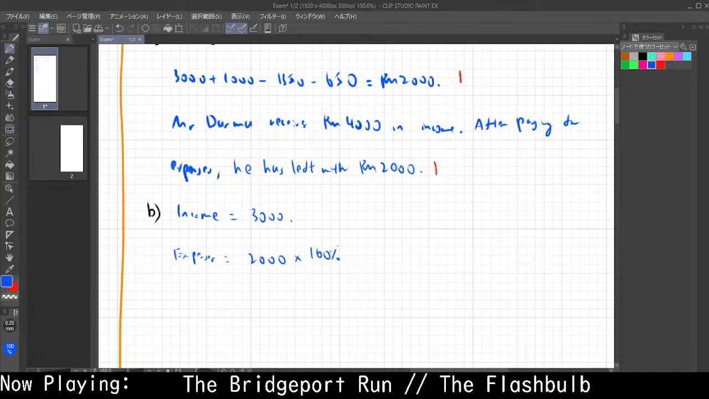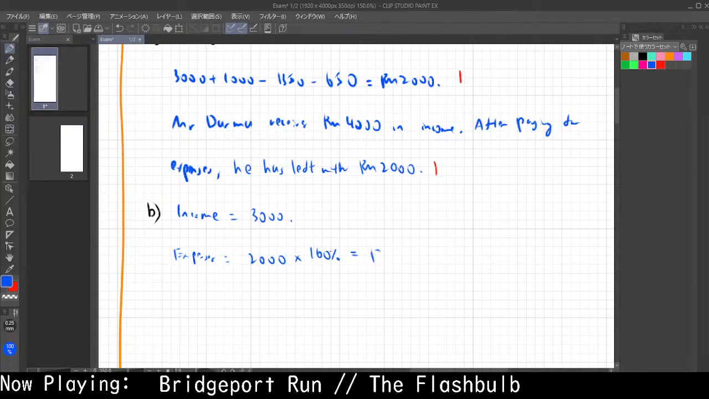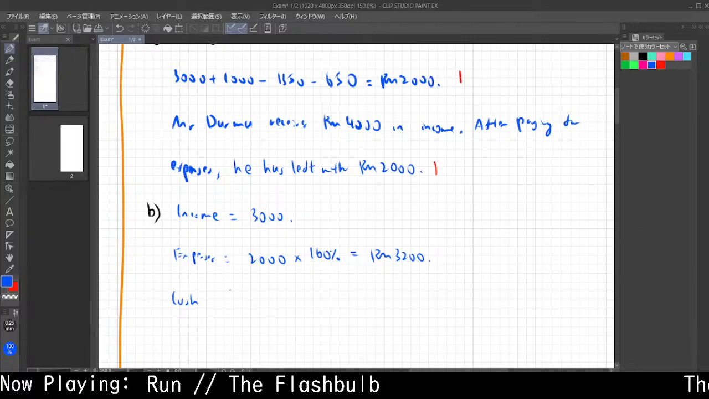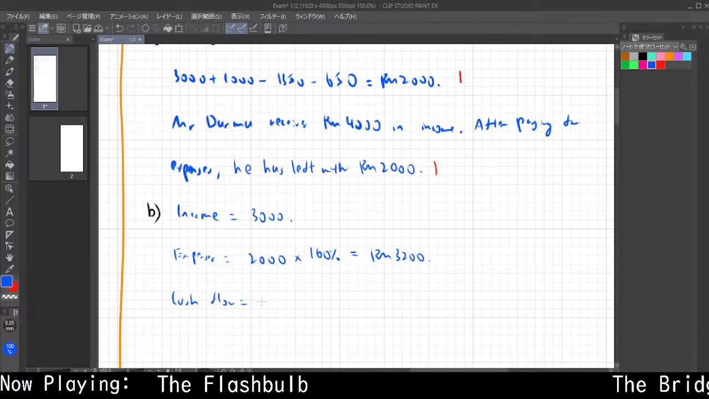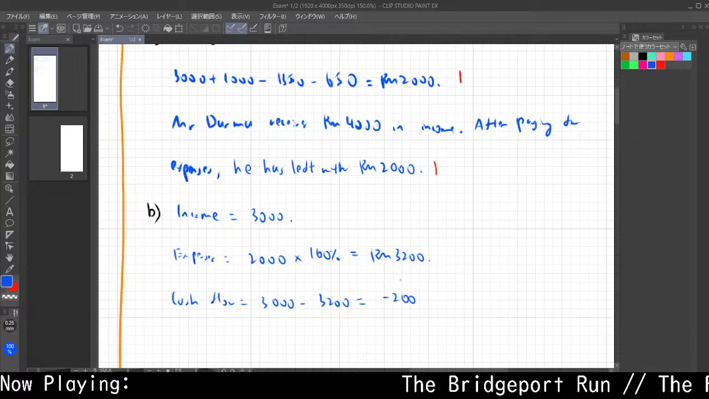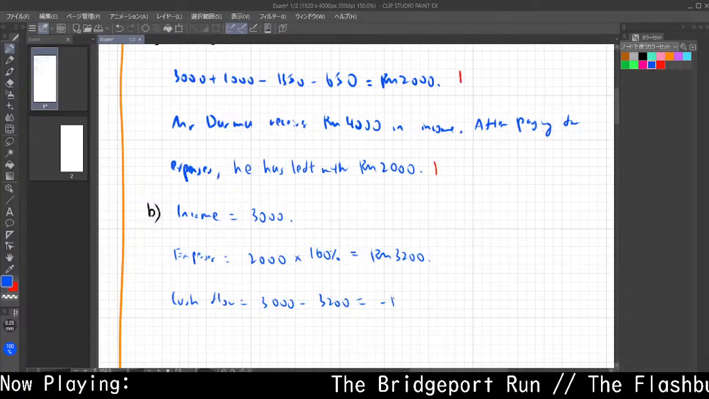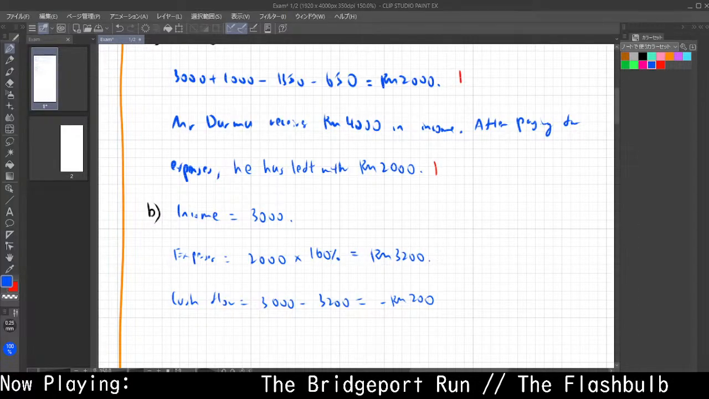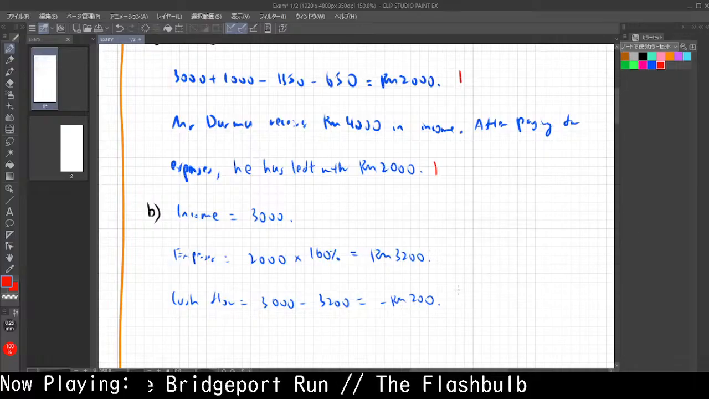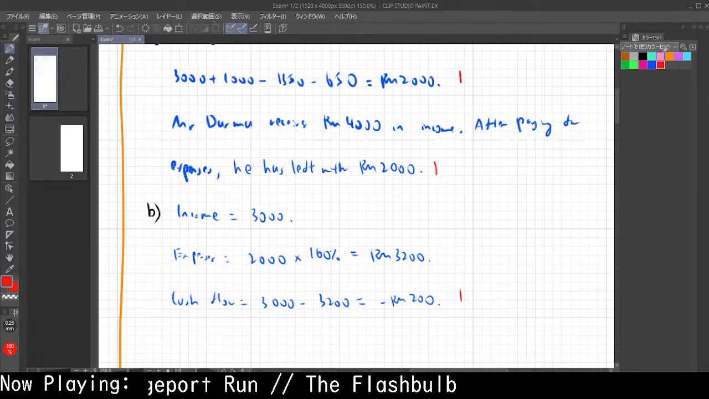You can put this on a calculator, you get the same answer. You should be able to get 3,200. Therefore, his monthly cash flow is now 3,000 minus this number. You are left with negative RM200. So this is 1 mark basically here.